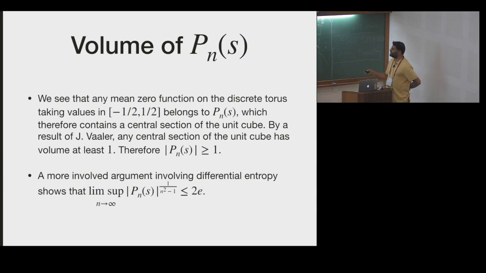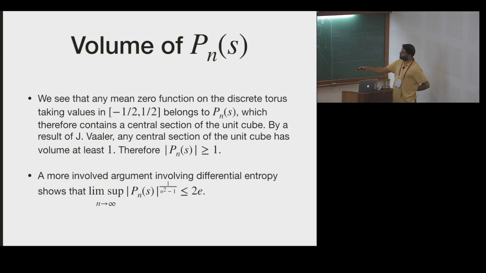So in this process, one needs to understand the limiting behavior of the volume of these hive polytopes raised to 1 by n squared minus 1, where n squared minus 1 is the dimension. So a lower bound of 1 follows from some basic facts like this unit ball is always contained inside Pn of S, the unit L infinity ball, so the small cube. And because we are looking at mean zero functions, you end up having a section of this cube being contained in Pn of S. But Waller has shown that any central section of the unit cube has volume at least 1. And so you get a lower bound of 1 on the volume.